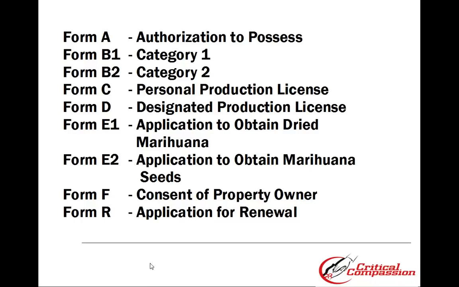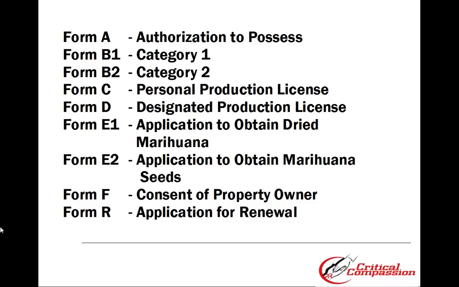So, in total, there are 8 forms that Health Canada requires you to fill out. Not necessarily all of them will apply to your situation. On the next slide, I'll show you. Form A is the authorization to possess, which is the main form that you're going to be sending in.